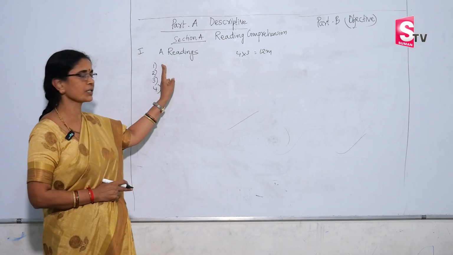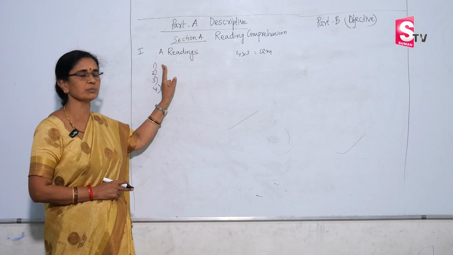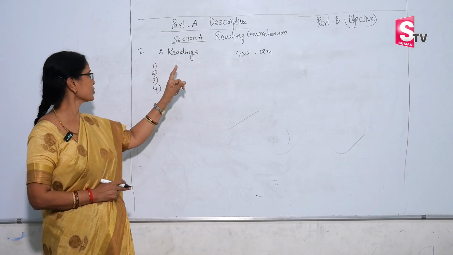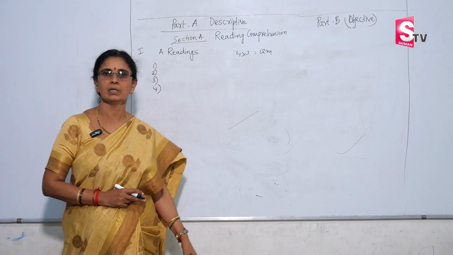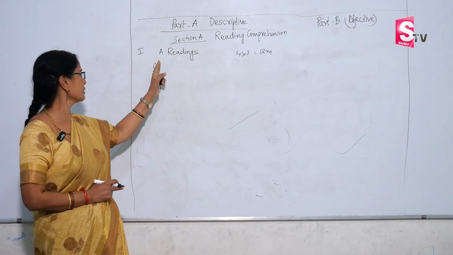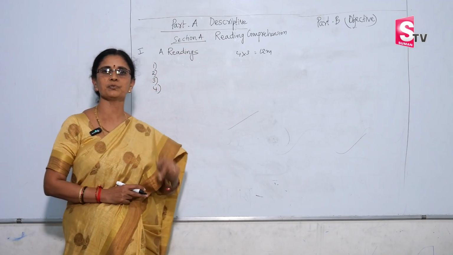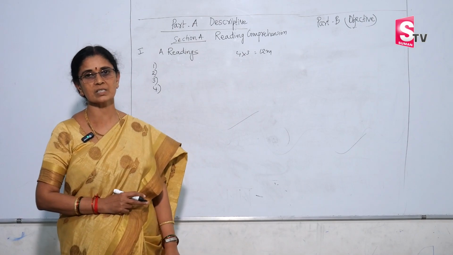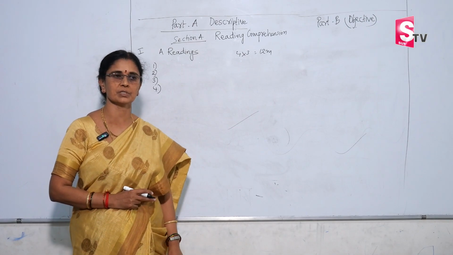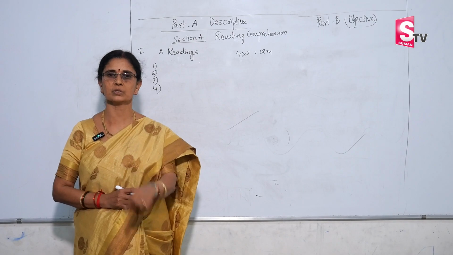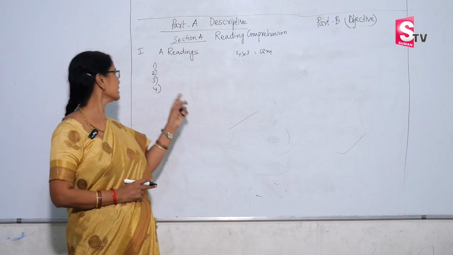Now first one, factual. Factual means based on the passage only, you find the answer from the passage only. Like that even inferential. So like this 1, 2, 3, 4 will be there. And coming to the fourth one, maybe the personalized question. Now what is this personalized question? If you were in the place of so and so, what would you do? So that is the fourth one.